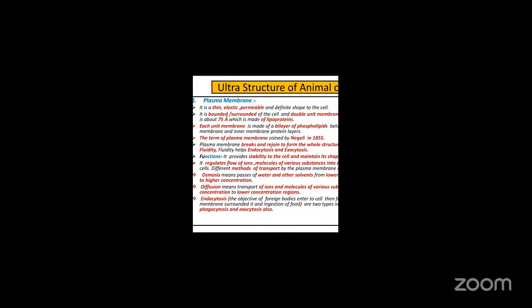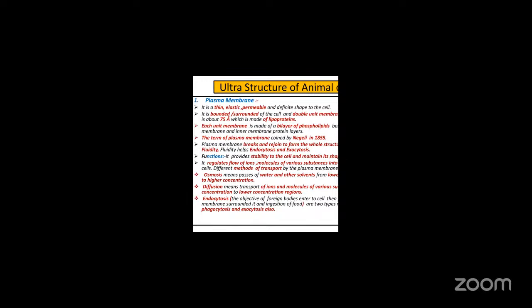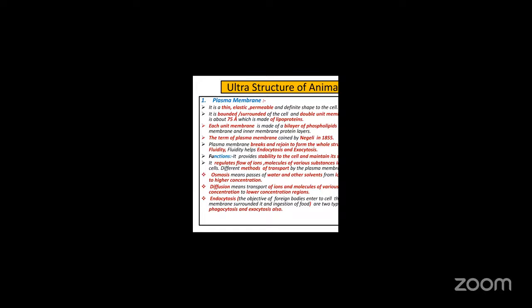The functions of the plasma membrane: it provides stability to the cell and maintains its shape. Because the cell is bounded by a plasma membrane, it is always stable. Then it regulates the flow of various ions and molecules of various substances into and out of the cells, through different methods of transport. So the main function is providing stability to the cell and maintaining its shape, and apart from that, it also regulates the flow of various ions, molecules, and substances.